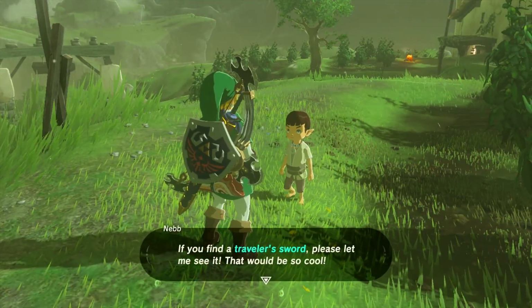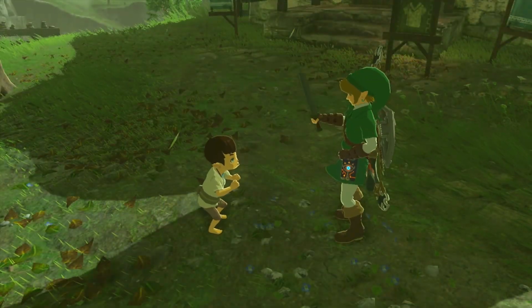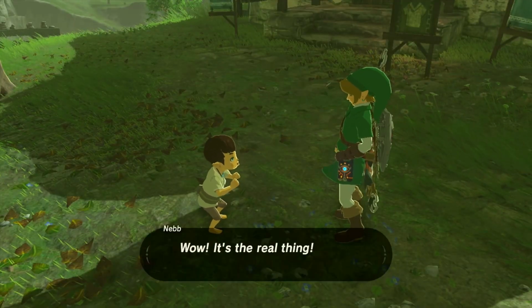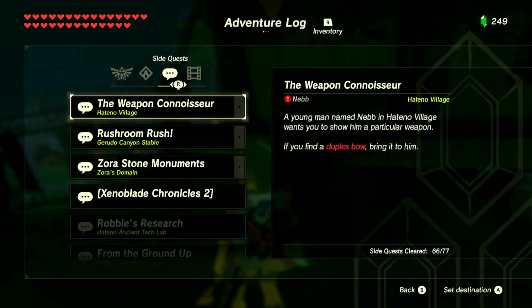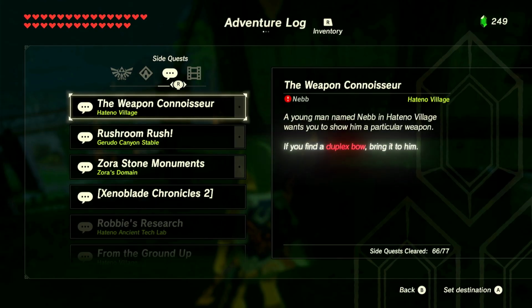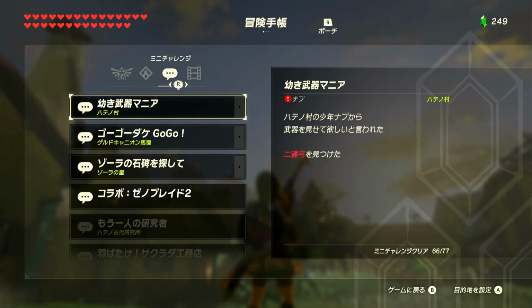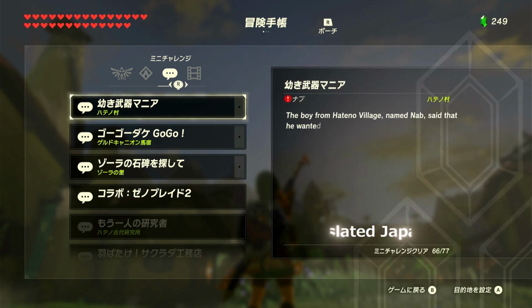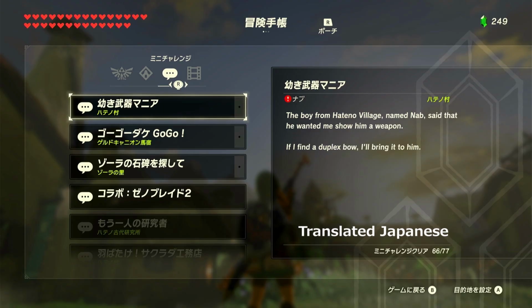For instance, take the quest The Weapon Connoisseur, where Link encounters a young child in Hatano Village who is passionate about various weapons and requests that Link show him some. In the English version of this quest, the text is of course written in the second person, directly instructing the player to show him a particular weapon. The text content for this quest in Japanese has no major differences compared to English. It still contains no pronouns, and there is no expressive language, meaning that these kinds of quests can be read in the first or second person.